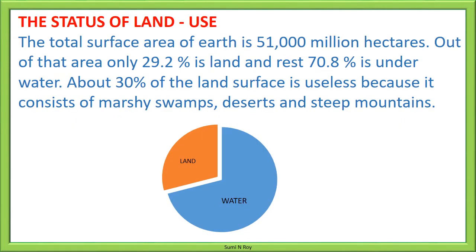Now let us discuss the status of land use. The total surface area of Earth is 51,000 million hectares. Out of that area, only 29.2% is land and the rest, 70.8%, is underwater. About 30% of the land surface is useless because it consists of marshy swamps, deserts, and steep mountains.